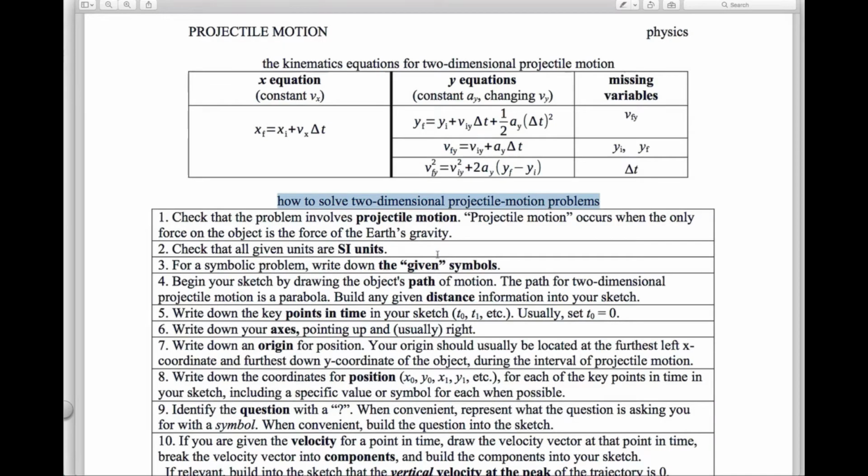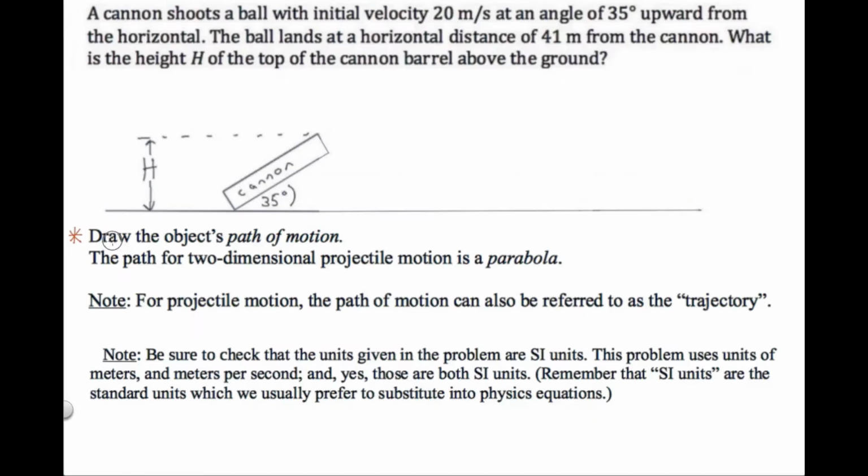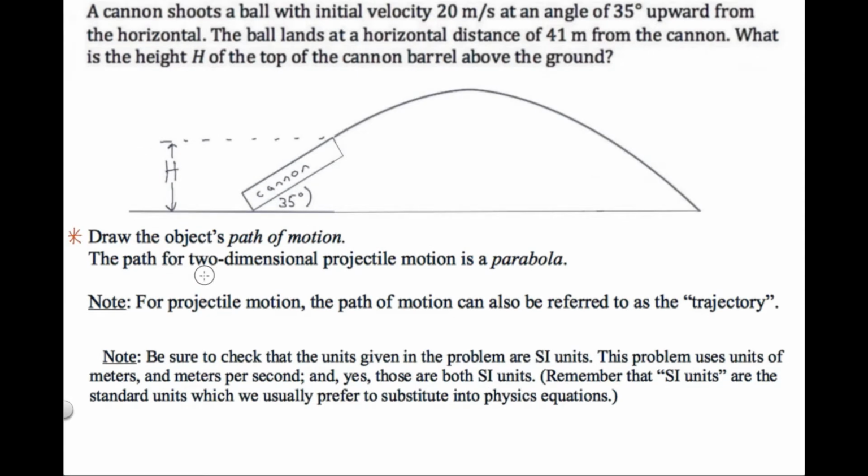Here's a handout which summarizes a step-by-step method for solving two-dimensional projectile motion problems. There's a link to this handout in the video description box. You should print out this handout so that you can follow along with the steps as you proceed through the video. Draw the object's path of motion. For two-dimensional projectile motion, the path is a parabola.